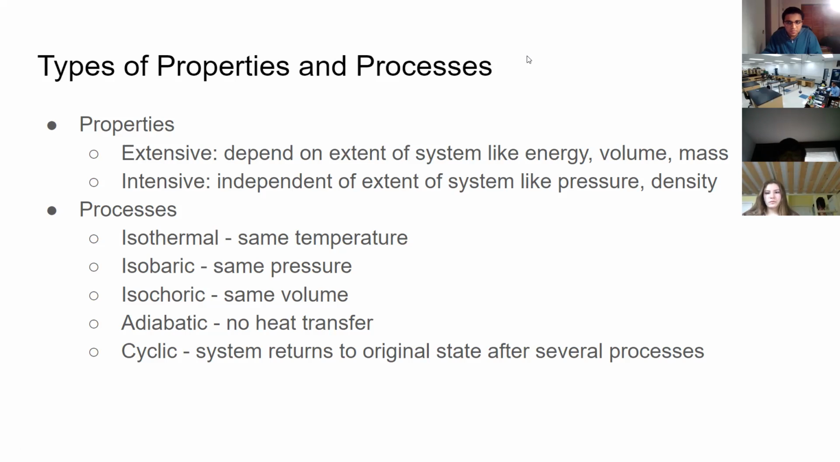It can be isothermal. It means the system has the same temperature. It can be isobaric, the same pressure. And isochoric, which means it has the same volume, and adiabatic, which means there's no heat transfer, and then cyclic, which means system returns to original state after several processes.